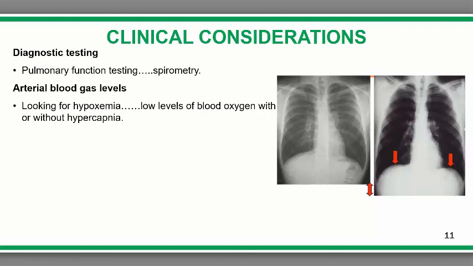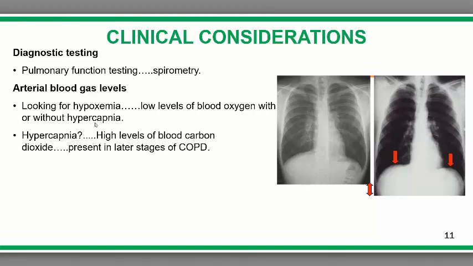And this can occur with or without hypercapnia, which is high blood levels of carbon dioxide. And this usually manifests in later stages of chronic obstructive pulmonary disease, where the diffusion of carbon dioxide from the blood into the alveoli now becomes impaired, and that will result in an accumulation within the blood.